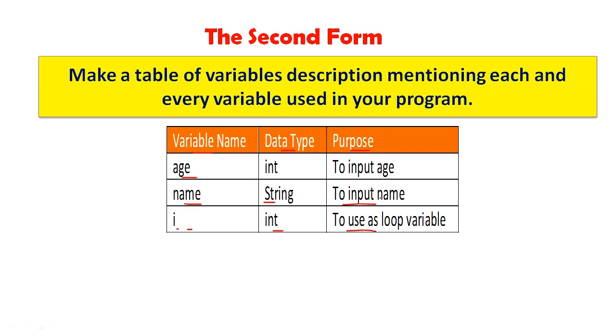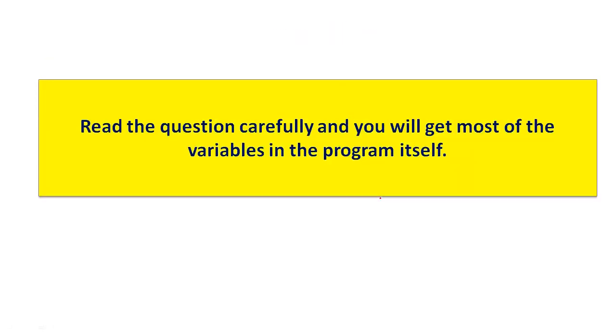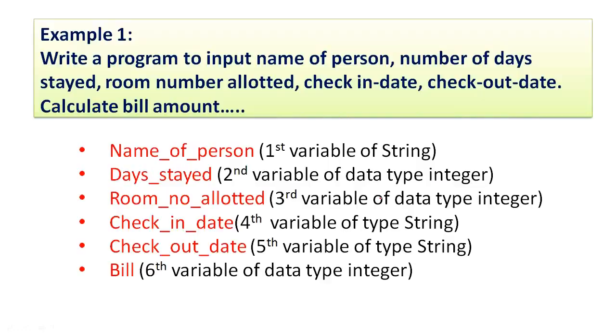Now the question arises, how do you find the variables in your programs? It's very simple. Read the question carefully, you will get most of the variables in the program itself. Let's take some programming question. So this is an example. If you read the program, you can easily find the variables.